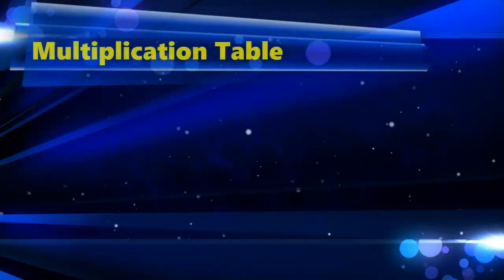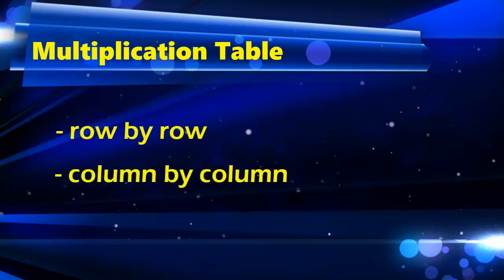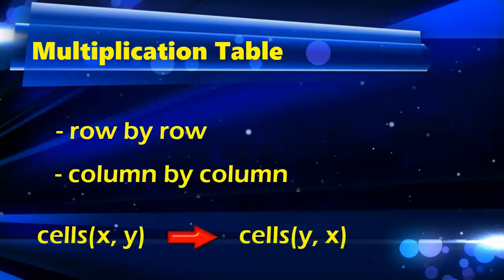Hi everyone, today I'm gonna show you how to create a 1 to 10 multiplication table using two methods in Excel VBA. I call these methods row by row method and column by column method. There's a fine distinction between these methods. In our code, I replaced only row index with column index and column index with row index.